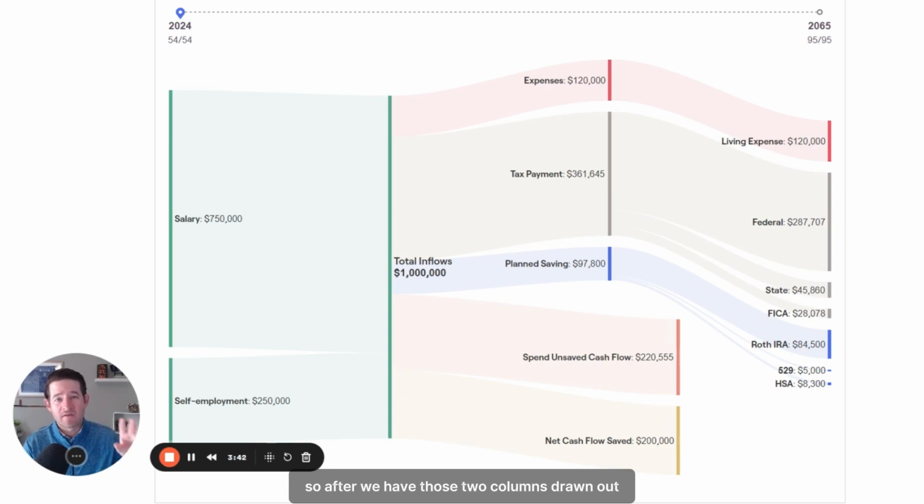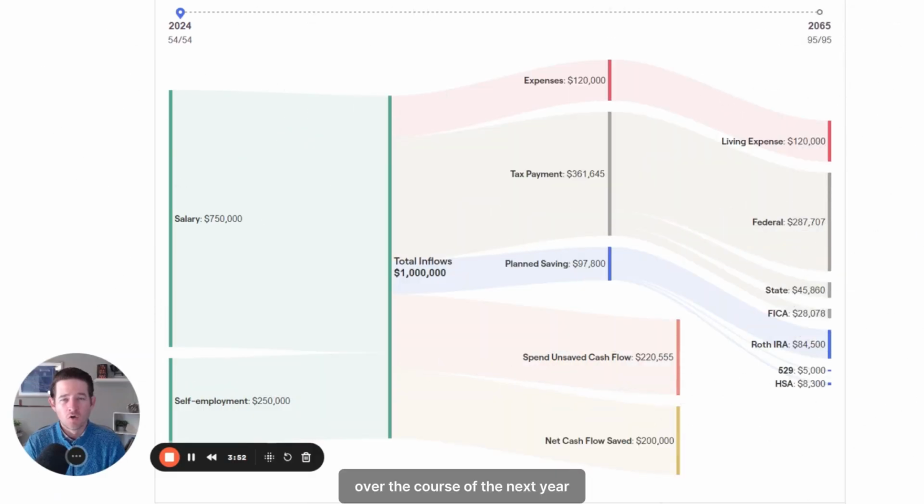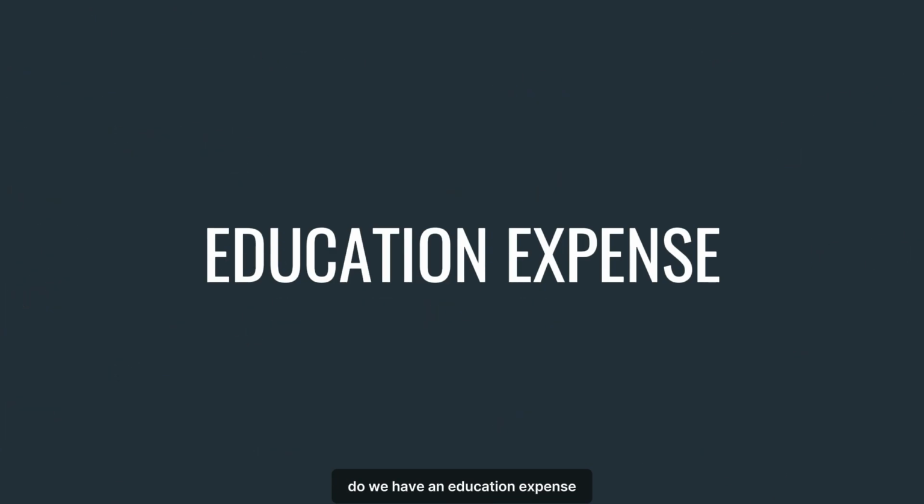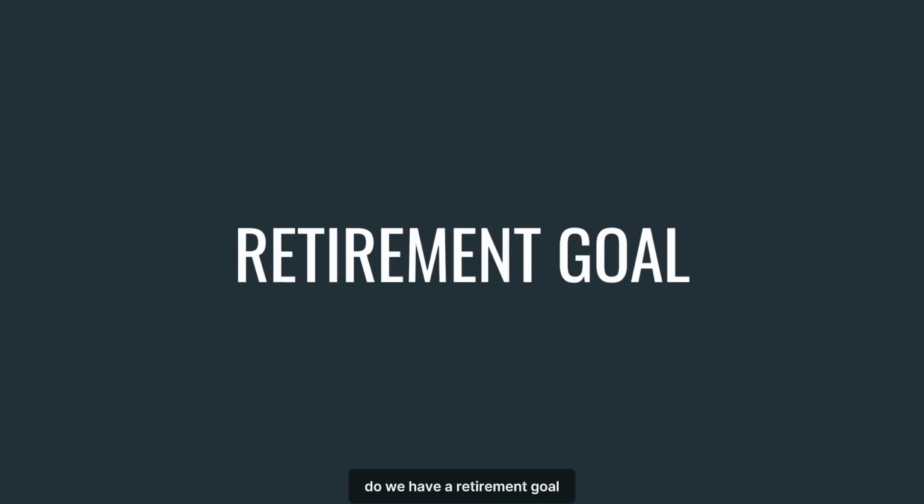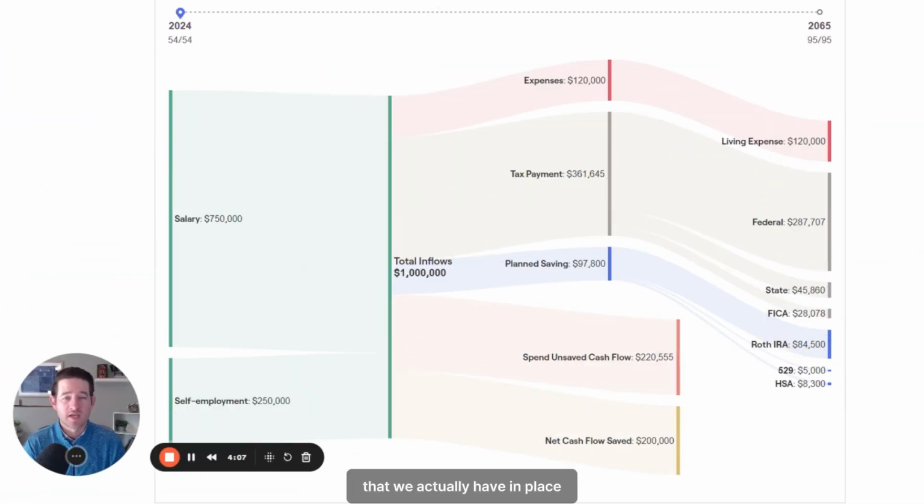So after we have those two columns drawn out, the next column we're going to look at is, we're really going to ask the question of, what are our goals? What do we really want to accomplish over the course of the next year, 3 years, 5 years? Do we have an education expense? Do we have a retirement goal? Do we have a long-term planning goal? What are the different goals that we actually have in place, and how are we going to accomplish them?